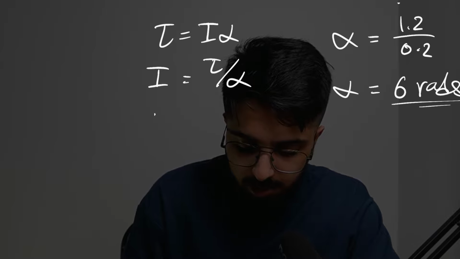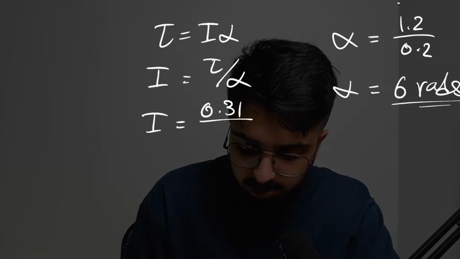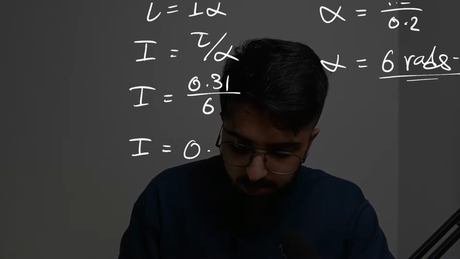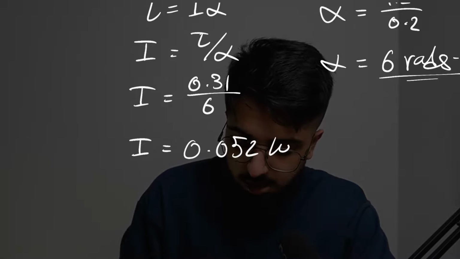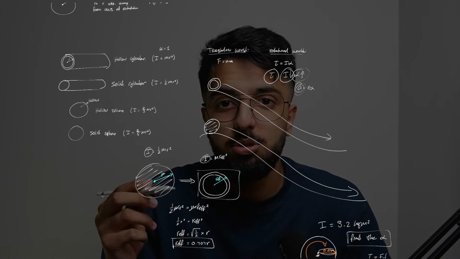And now plugging this into here, we get our rotational inertia is equal to 0.31 all over 6, and this gives us a rotational inertia of 0.052 kg meters squared. There we go. Okay, so that's it for rotational motion in level 3.